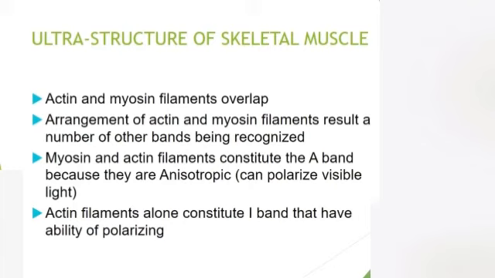Okay students, let's conclude the ultrastructure of skeletal muscles. Actin and myosin filaments overlap. The arrangement of actin and myosin filaments results in a number of other bands being recognized. Myosin and actin filaments constitute the A band and they are anisotropic. Anisotropic means they can polarize the visual light. Actin filaments along with the I band show the ability of polarization.